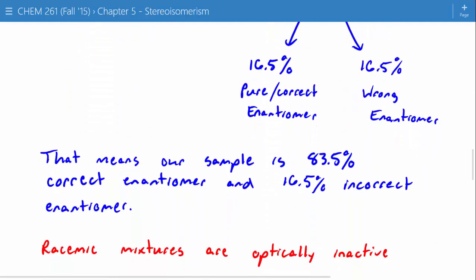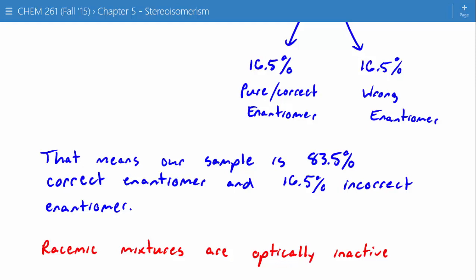That means that we correctly made our molecule 83.5% of the time, and then 16.5% of the time it's the opposite-handed version of that. It's just telling us our ratio of the correct enantiomer to the incorrect enantiomer. So the wrong one actually means the opposite one. Yeah, it means the mirror image of it, the opposite structure. Yeah, it's the mirror image or opposite hand. It's pretty tricky, I know.